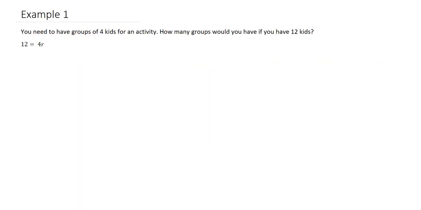Example 1: you need to have groups of 4 kids for an activity. How many groups would you have if there are 12 kids? R stands for our groups, the number of 4 kids for each one, and there's a total of 12 kids. So we have 12 equals 4R. We're trying to solve for R, so we need to get R by itself.